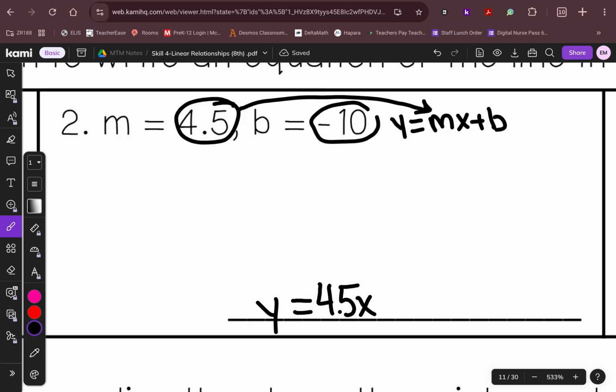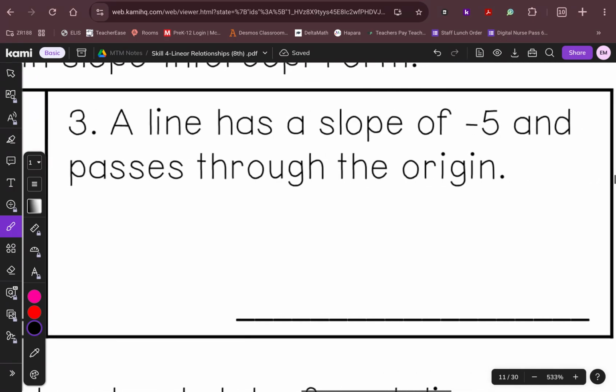My b is negative 10, and I know that that goes right there. Now, adding a negative is the same thing as subtraction, so I'm just going to put minus 10, and it's going to mean the same thing. This is just the simplest way to write it. Okay? Now we're going to go to number 3.